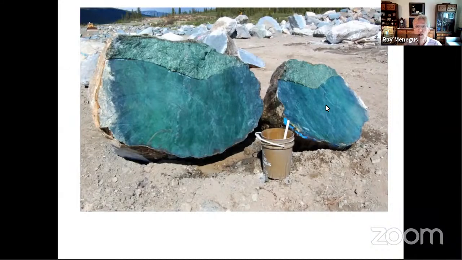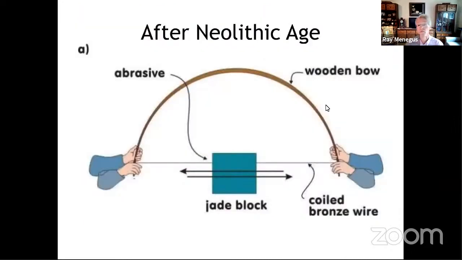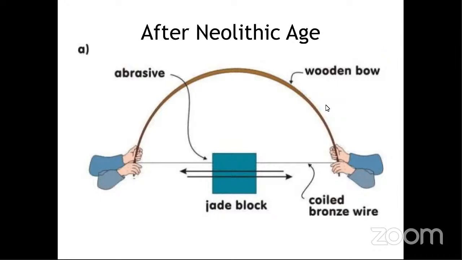So the question really becomes, how did the ancient Chinese work this material without the modern tools that we have at our disposal? Now, this is not a rhetorical question. I want to see if anybody's paying attention. So please answer this question. Why could this not be the method that the ancient Neolithic Chinese used to carve jade? The hardness of the material.